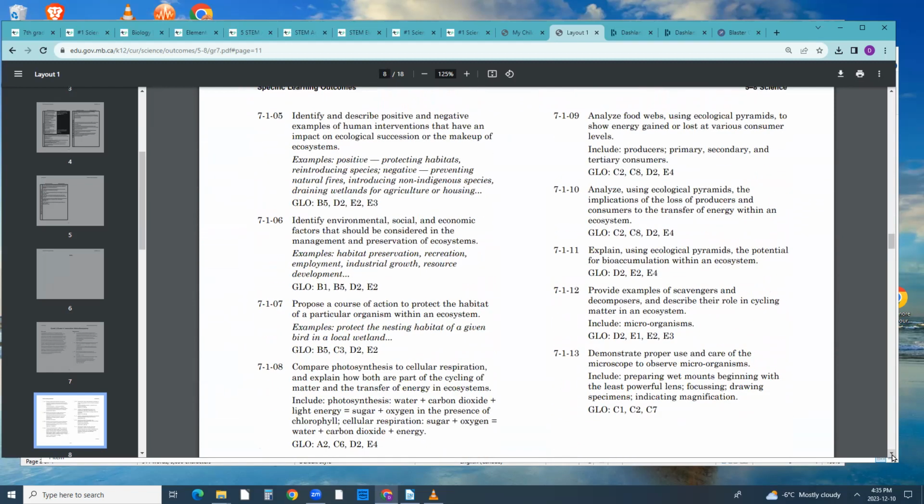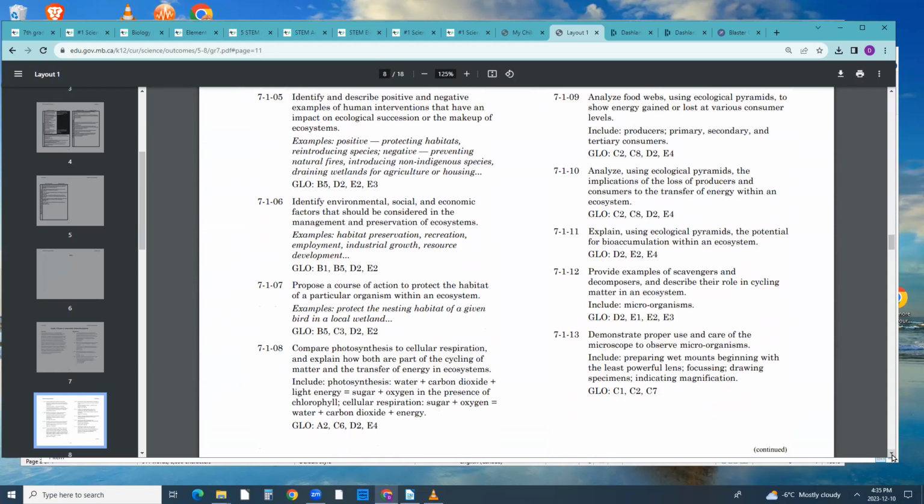Specific learning outcomes 5 to 8, science. Identify and describe positive and negative examples of human interventions that have an impact on ecological succession or the makeup of ecosystems. Examples: positive, protecting habitats, reintroducing species; negative, preventing natural fires, introducing non-indigenous species, draining wetlands for agriculture or housing. Identify environmental, social, and economic factors that should be considered in the management and preservation of ecosystems. Examples: habitat preservation, recreation, employment, industrial growth, resource development.